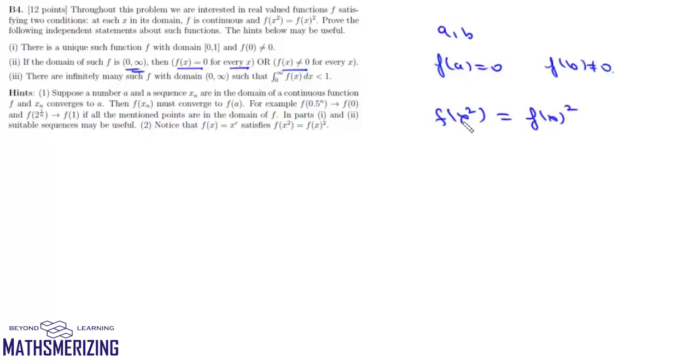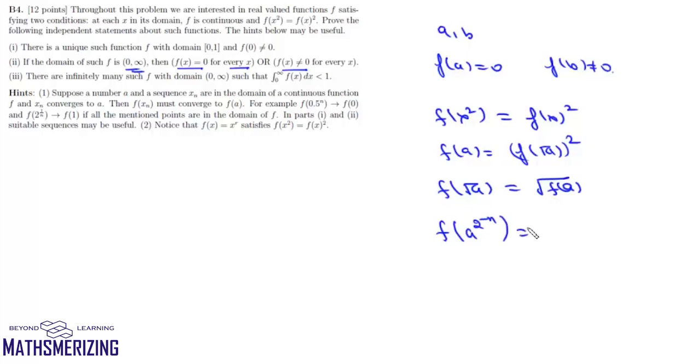Now we'll take x as under root a, we can write f(a) as f(√a)². In other words, we can write f(√a) as the square root of f(a). Now we repeat the process n times, then we can simply write f(a^(2^(-n))) as (f(a))^(2^(-n)), and the same will be true for b also. So we can also write f(b^(2^(-n))) as equal to (f(b))^(2^(-n)).